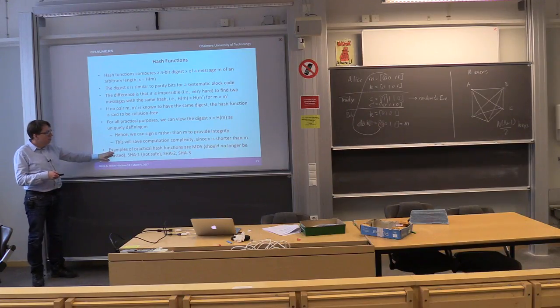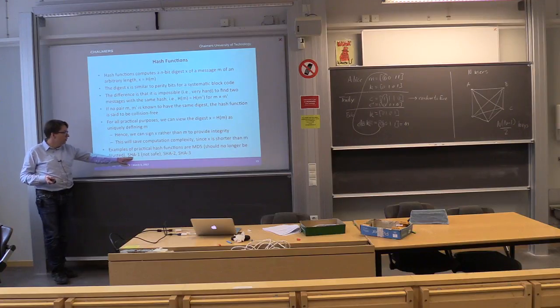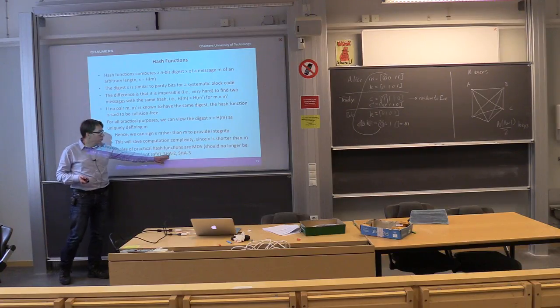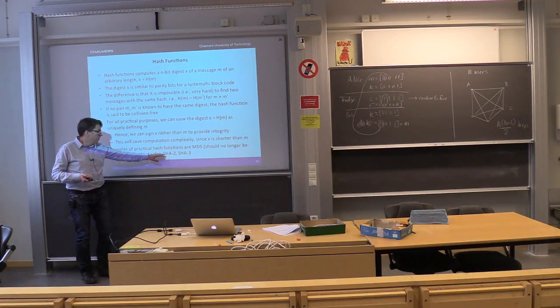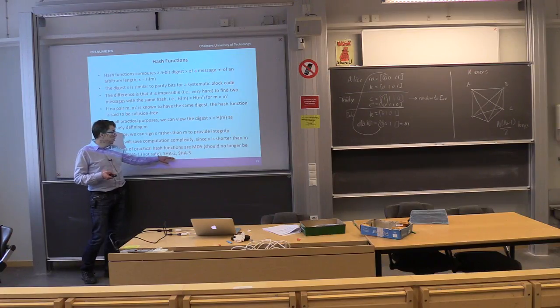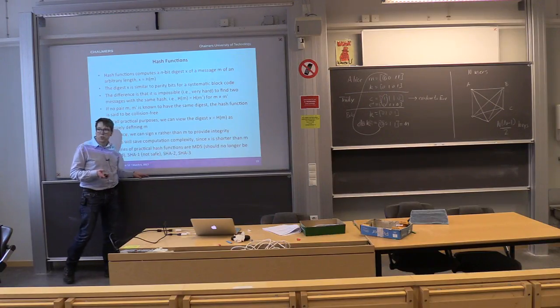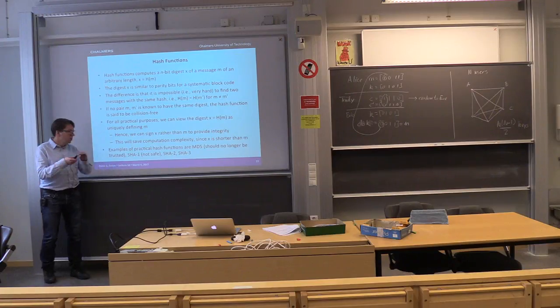Practical hash functions include MD5. Maybe you've seen this sometimes. It should no longer be used because people have found problems with it, collisions and so forth. There's something called SHA-1. It's not safe either. SHA-2, which people seem to think is okay, even though it has some weaknesses, and SHA-3, which is the next generation of this.